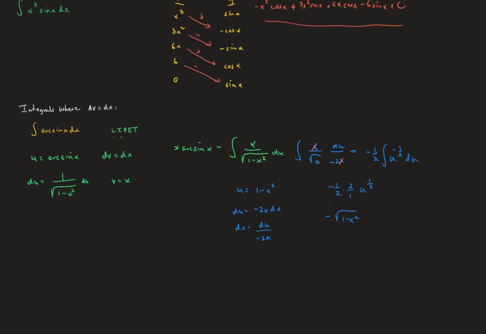So putting it all together, we're going to get x arc sine of x minus the square root of 1 minus x squared plus c. Oh boy, there you have it.